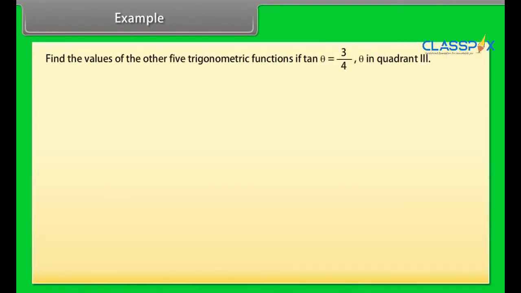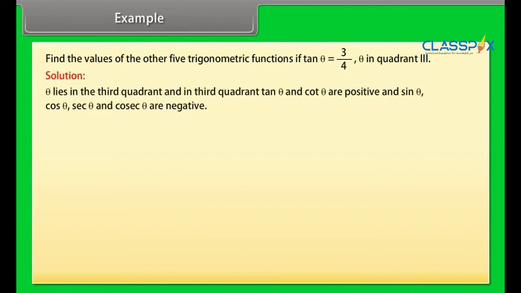Example. Find the values of the other 5 trigonometric functions if tan theta is equal to 3 by 4, theta in quadrant 3. Solution. Theta lies in the third quadrant, and in the third quadrant, tan theta and cot theta are positive, and sin theta, cos theta, sec theta and cosec theta are negative. Tan theta is equal to 3 by 4. This implies that cot theta is equal to 1 by tan theta, which is 4 by 3.